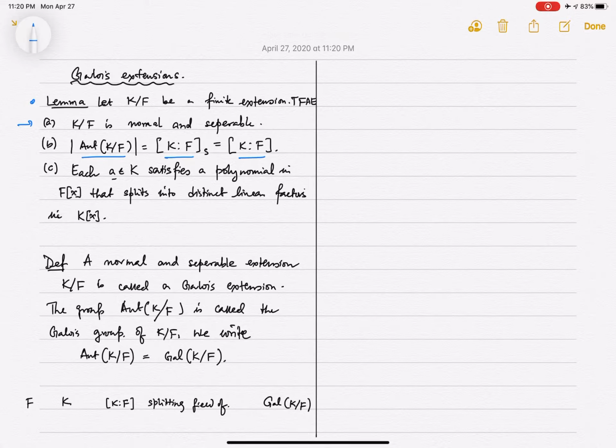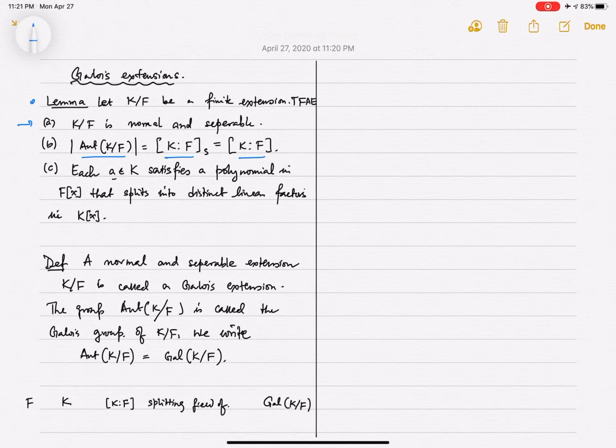And again, it's also equivalent to saying that each a in k satisfies a polynomial in f[x] that, when you go to the bigger polynomial ring k[x], splits into distinct linear factors. So in particular, the minimal polynomial of a has all distinct roots, and all these roots are available in k. So that already tells you, C already tells you that these are very nice extensions.